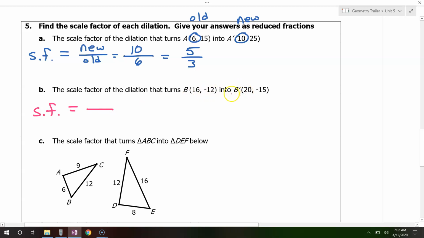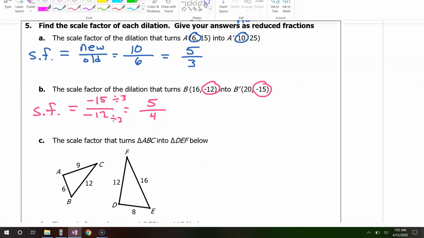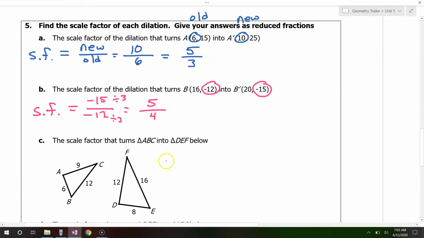Okay, I think I'll use the y values this time. So this would be negative 15 over negative 12. So that's going to be positive. Both of these are divisible by 3, so that's what I'm doing. So that's going to give me 5 over 4, positive 5 over 4. All right, and moving on to part C.